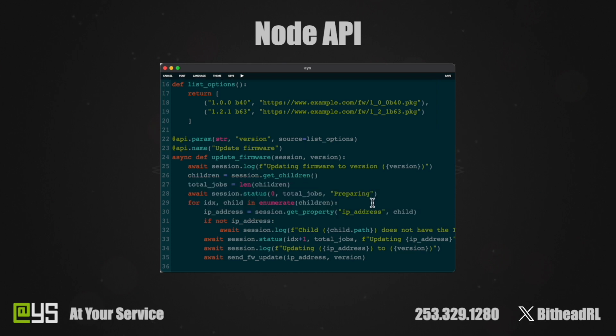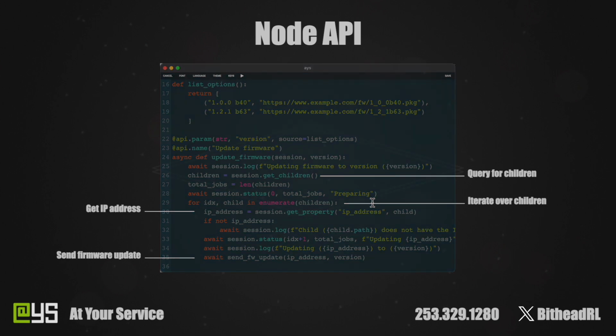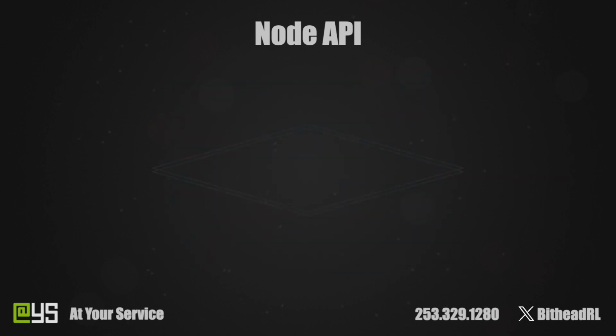Now to the function body. First, we query for the node's children. Then we iterate over each child, grab their respective IP address property, and send a firmware update. Now imagine you need to update, configure, or heal hundreds or thousands of services or machines at once. AYS now gives you the power to automate and codify administrative commands using the Node API.